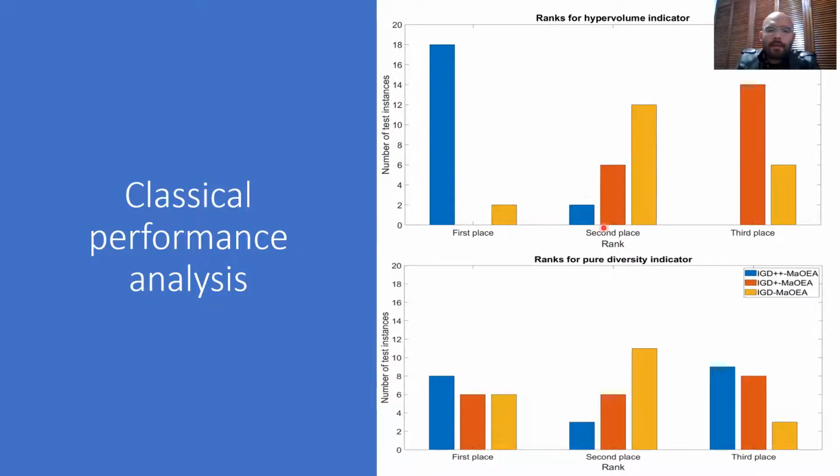And we have here some bar plots where we define the first place, the second place, the third place. That is the rank that each algorithm got in the comparison. And according to the hypervolume, we know that IGD++ MOEA is the best algorithm. So it outperforms all the other ones.